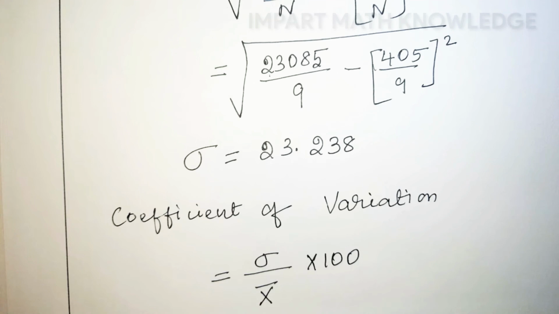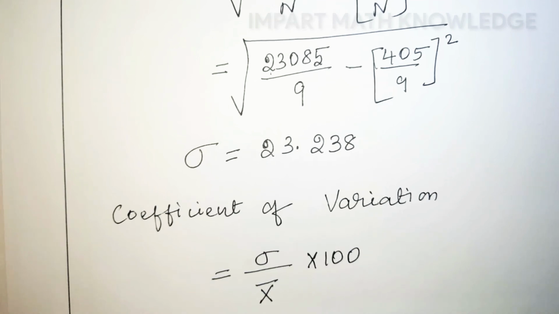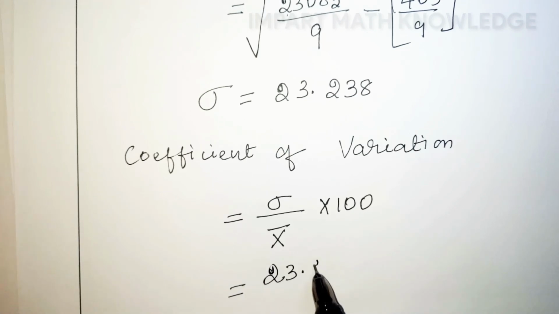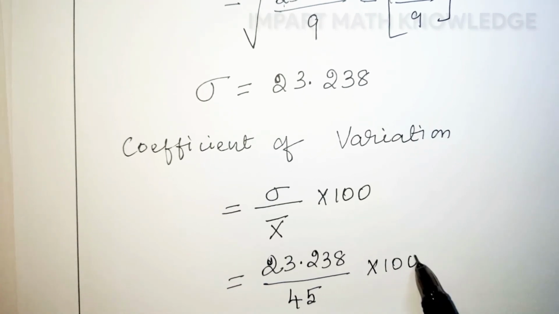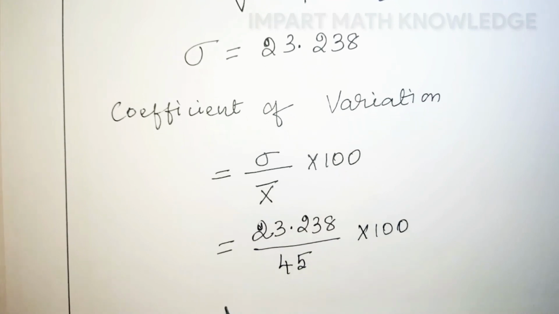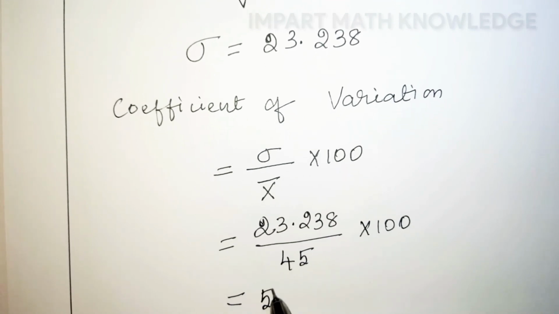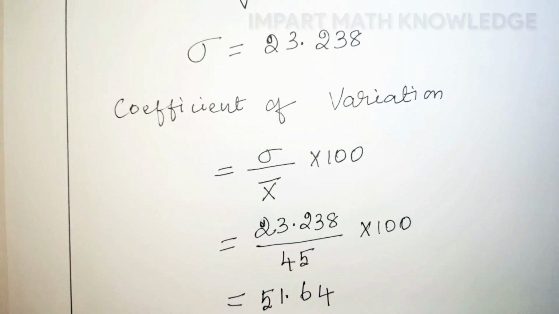Next, we have to find coefficient of variation. Coefficient of variation is equal to sigma divided by x bar into 100. Sigma is equal to 23.238 divided by x bar is equal to 45 into 100. So coefficient of variation is 51.64. For the individual series, first you take the square, then you take the total. After that you have to find standard deviation and coefficient of variation.